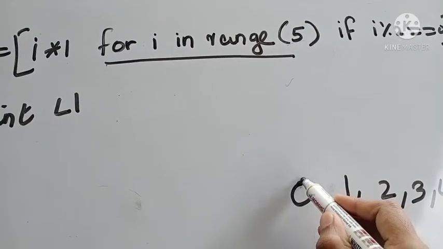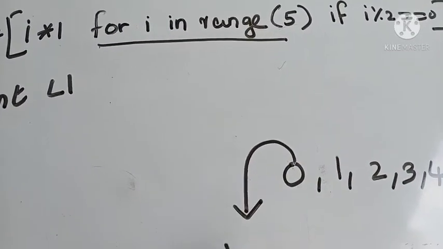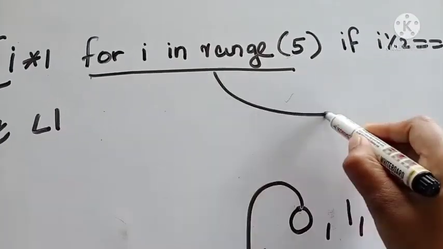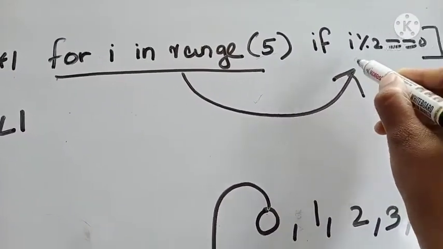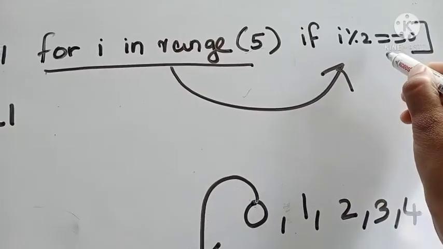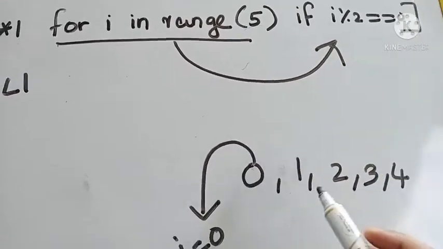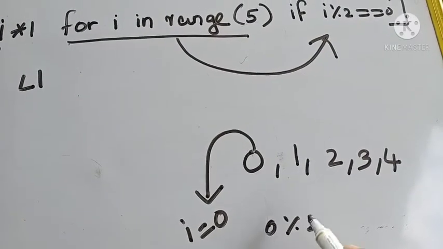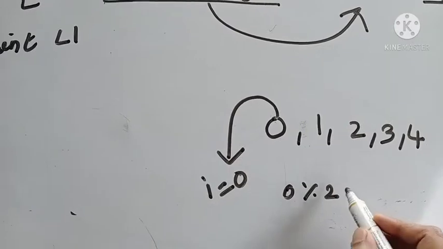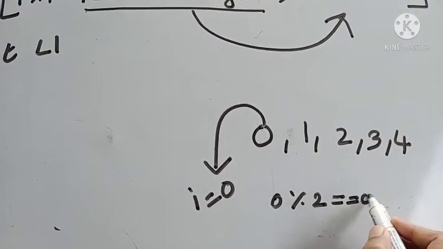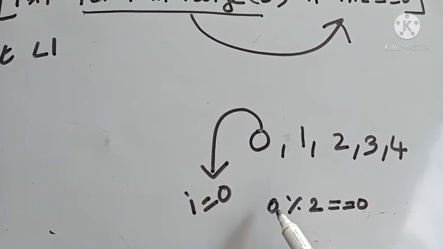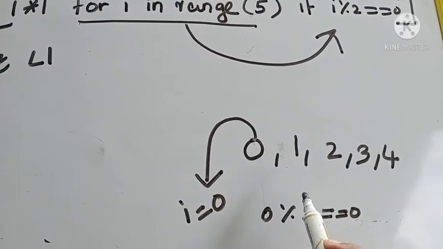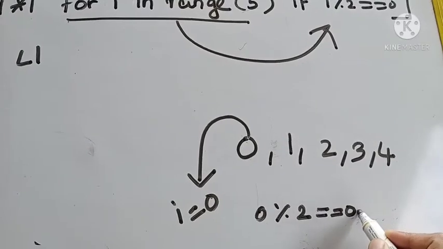So when the loop starts, i takes the value 0. After that, it comes to the right side and checks the condition. What is the condition over there? It is i % 2 == 0. Because i is 0, that means 0 % 2 == 0. That means whenever you divide 0 by 2, check whether you get 0 or not. If it is 0, the condition is true.